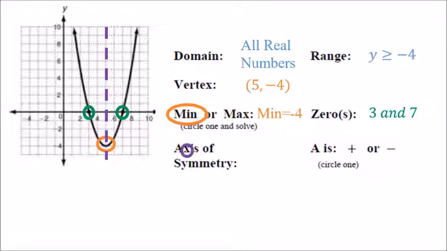The x in axis of symmetry reminds us that it's going to be an x equals equation, and it's equal to the x value of my vertex. So for this parabola, x is equal to 5. Since my graph is opening upwards, it is smiling, and positive people smile. So my a value is positive.